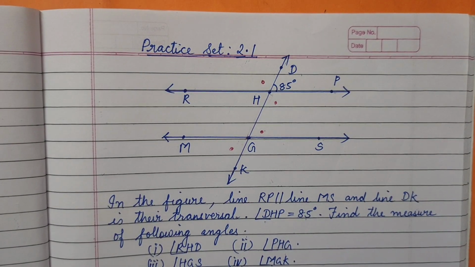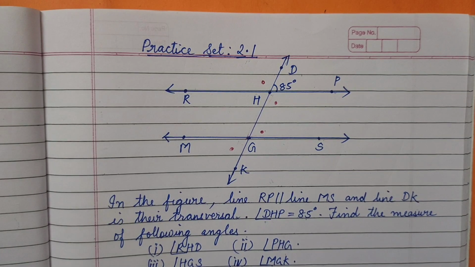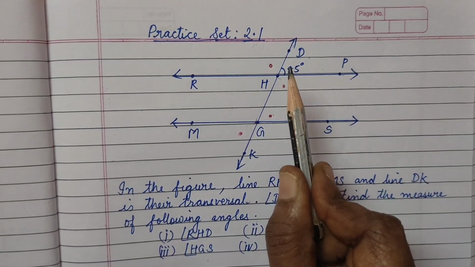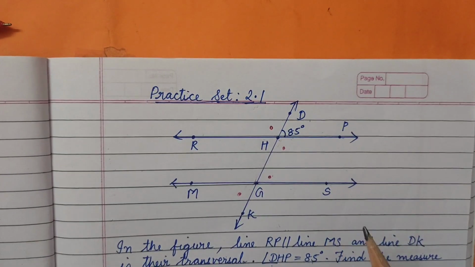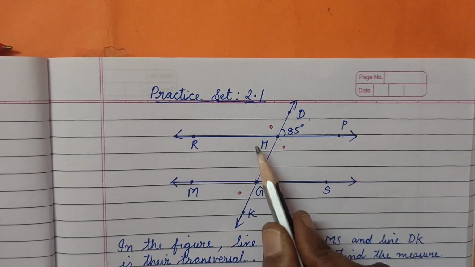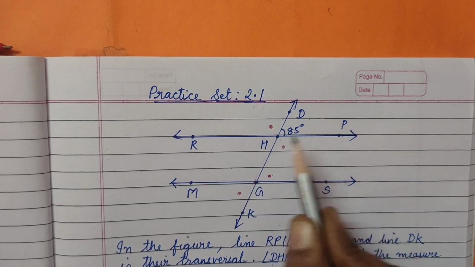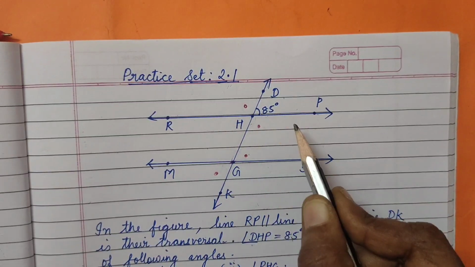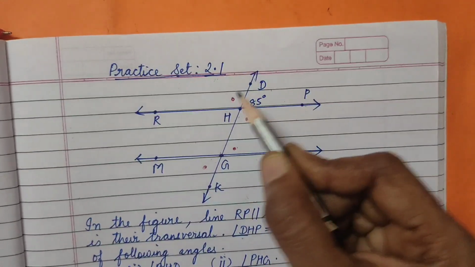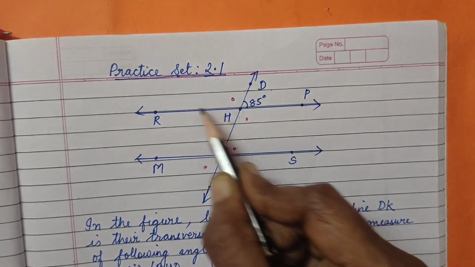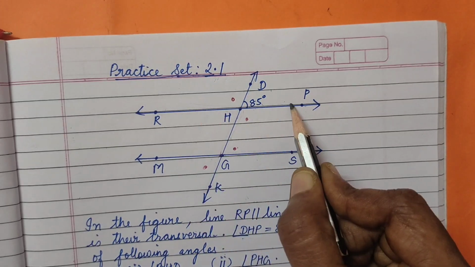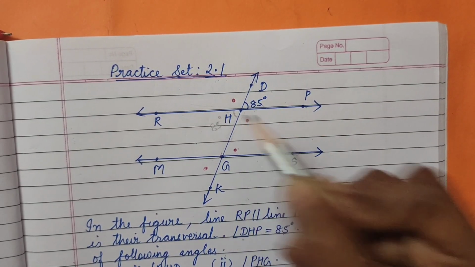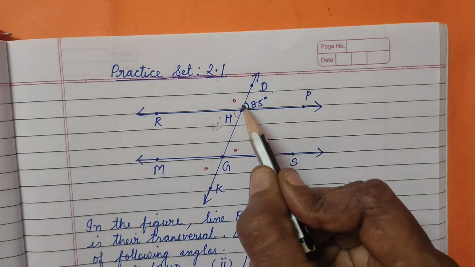I have kept a dot here for all the angles to be found. Just 1 minute. 85 degrees is given here, so with this information we can find everything. Look, my dear, I have just now taught you vertically opposite angles, right? See, this is the figure. It seems these are vertically opposite angles or not? Yes. So this is 85 degrees means this is also 85 degrees. We will get it here.